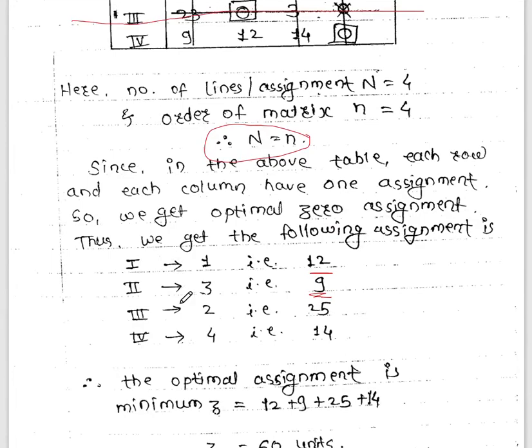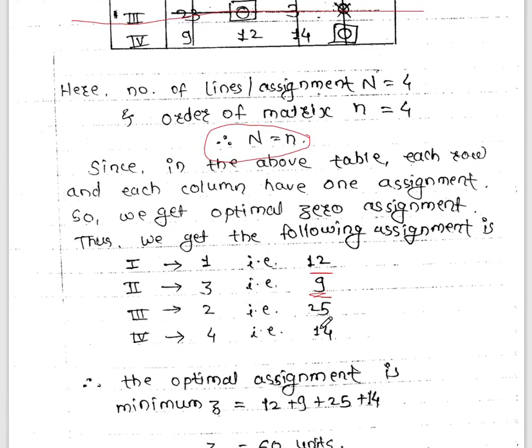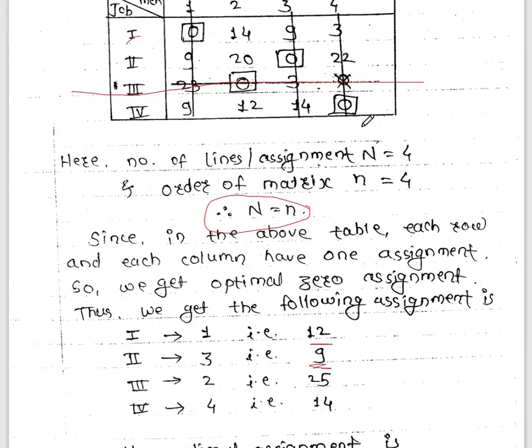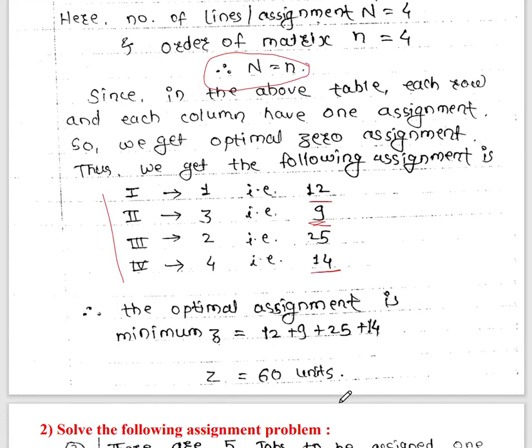Third group assigned to second column. Third group assigned to second group of the person, and number of persons are 25. Fourth job assigned to fourth group, and number of person is 14. Okay, so this is the assignment of the group job to each group, and the number of persons are given in this way. Okay, now we will find out the optimal assignment. The minimum set is 12 plus 9 plus 25 plus 14, that is 60.